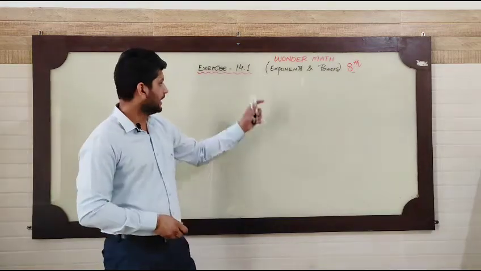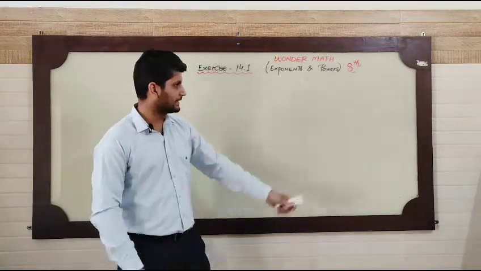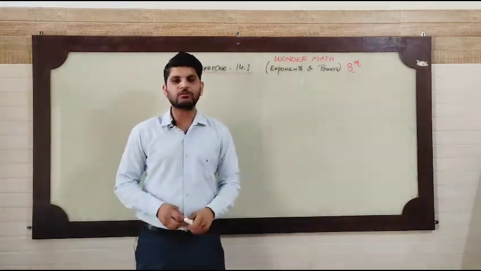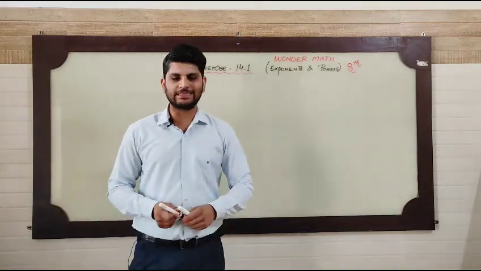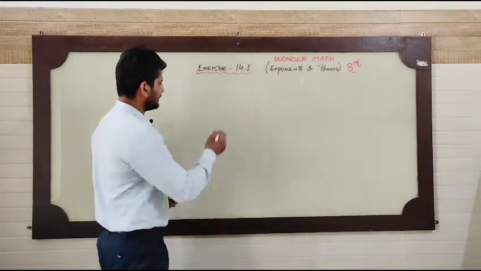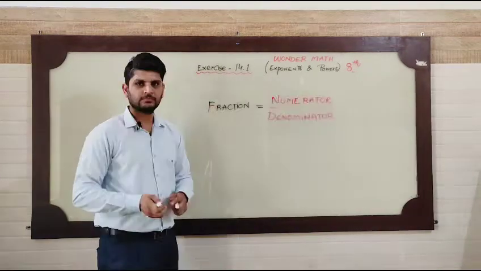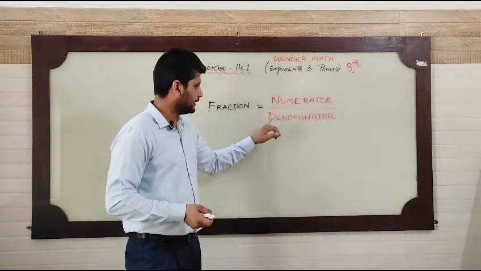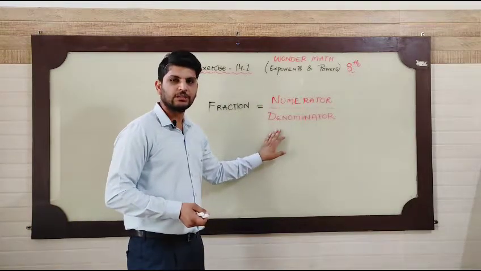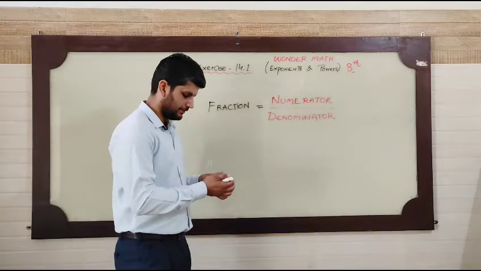So today we are going to do exercise 14.1 for class 8th. Before solving the question, I want to tell you some basic things which we need to solve this exercise. The very first thing is that in a fraction, the upper part is known as the numerator and the lower part is known as the denominator. Keep this in mind.